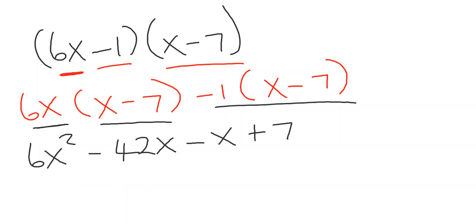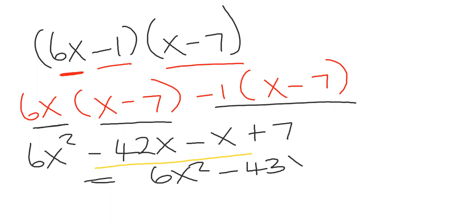Now, work out like terms. So here are our like terms. Working them out, we get 6x squared. Negative 42x minus x gives us negative 43x plus 7. So that's our final answer.